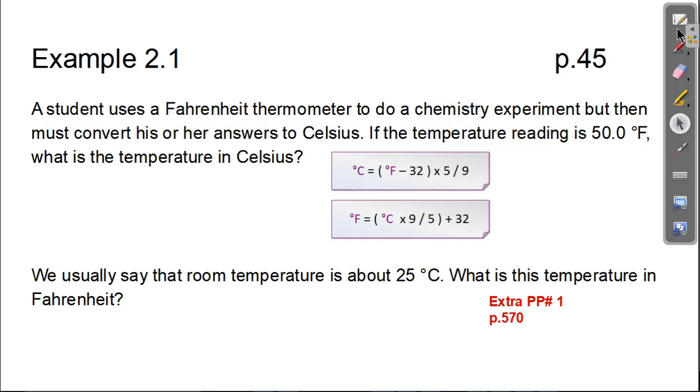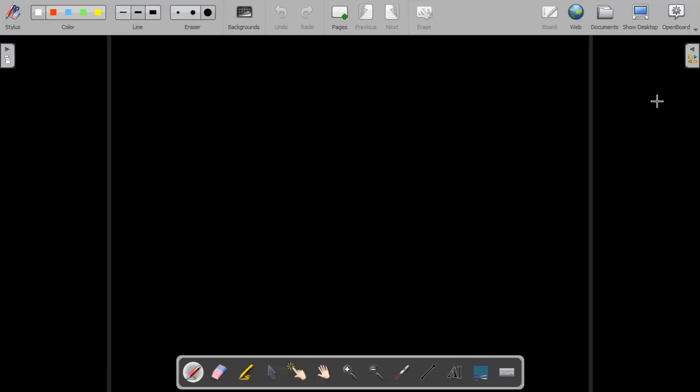So let's go here and get to the whiteboard. Let me get the pen. So the first part of the example, let's see if I can get my white here.